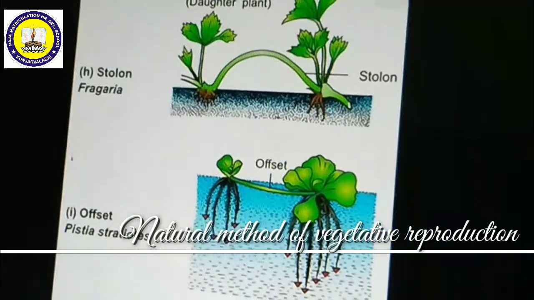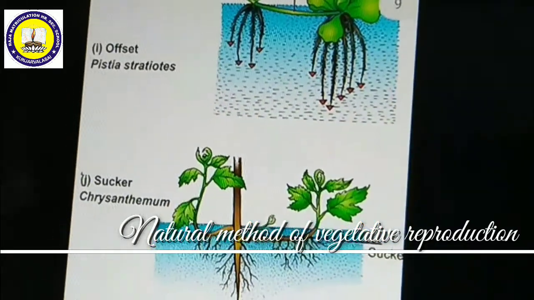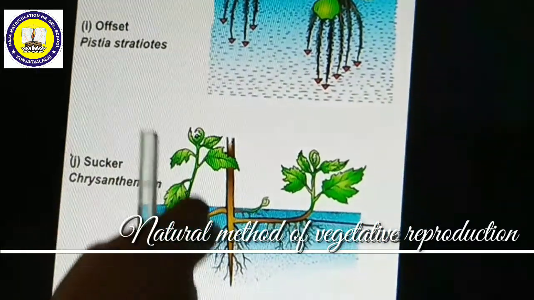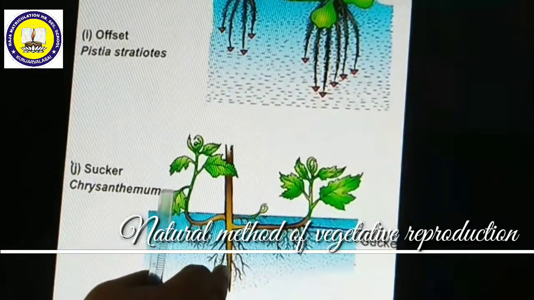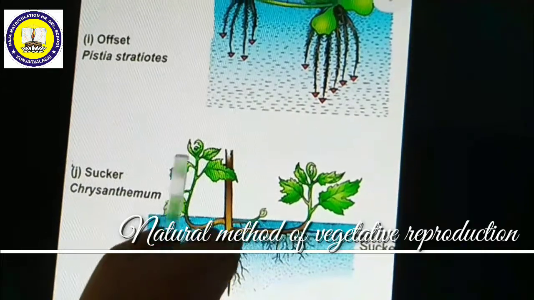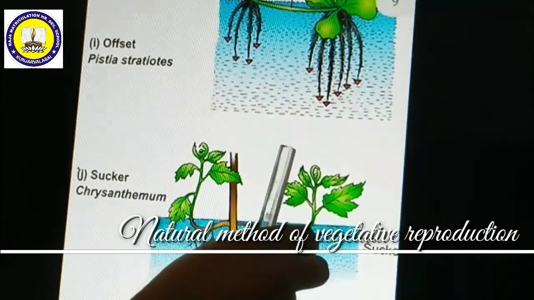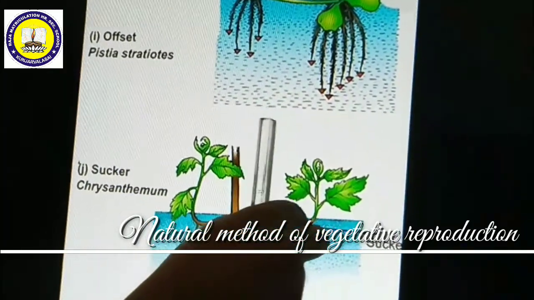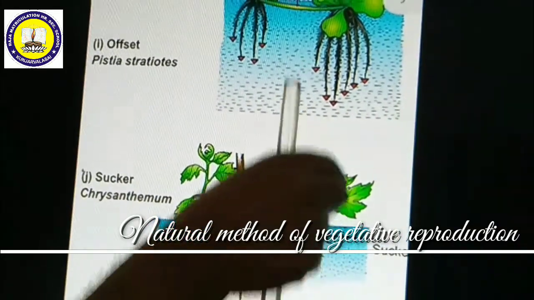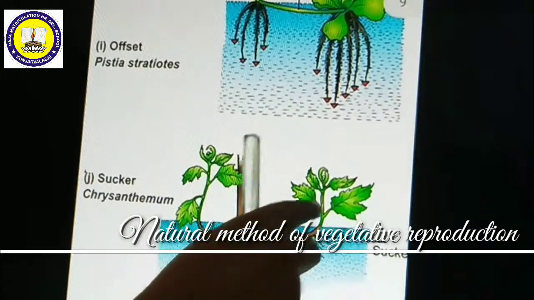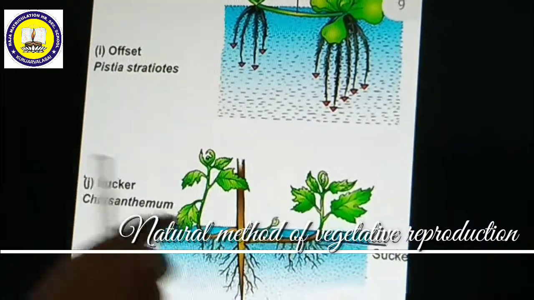The next one is suckers. So this is a main plant. These have roots, main roots. Some of the branches may arise from underground. An inclination is formed, and roots also arise. Then the rest of the leafy part becomes aerial. Such a reproductive part is called a sucker.